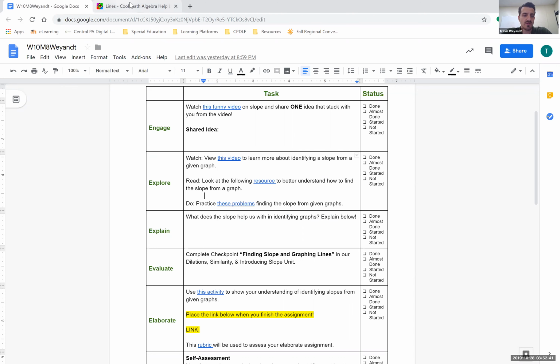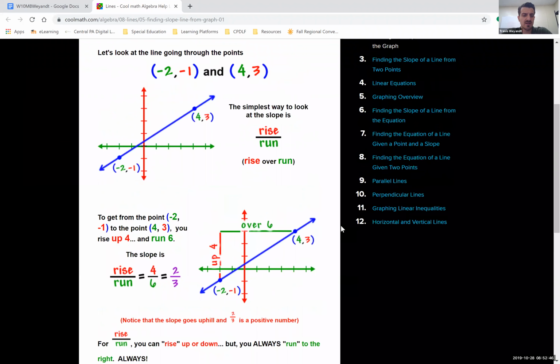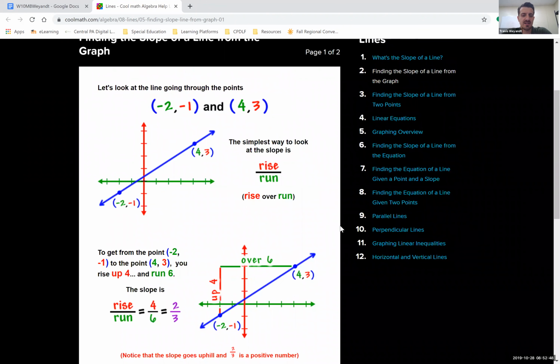But I want to look at the resource that I shared, and it gives you a rundown of the idea of slope, and how we always define it is the rise over run. So you're always going to use the rise first with slope and the run second. What we say rise is the y-axis, that would be up and down, right? So we can rise negative, which is down, or rise positive, which is up. We also can run negative, which is left, and run positive, which is right.